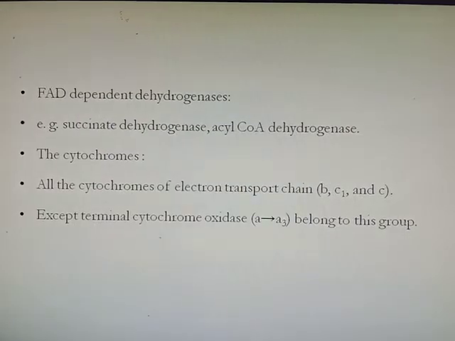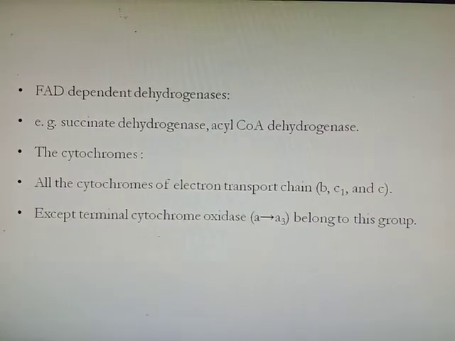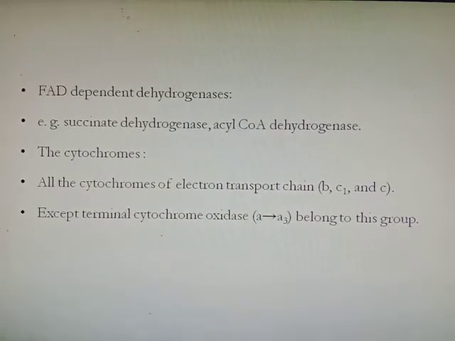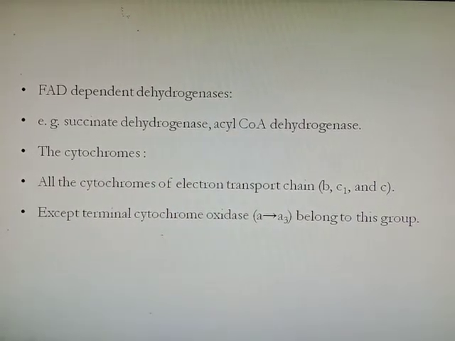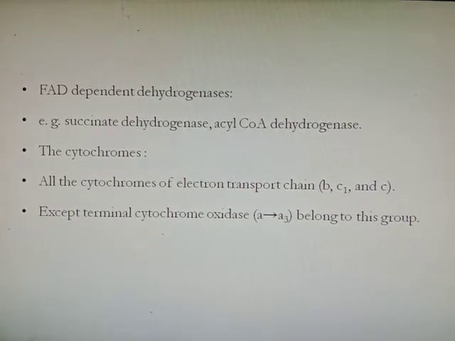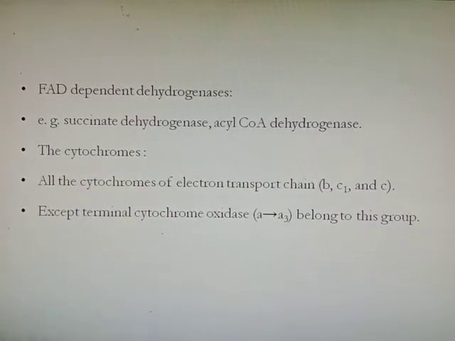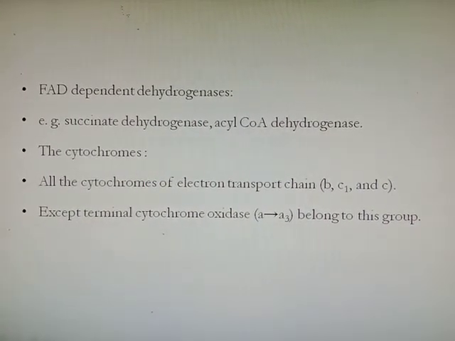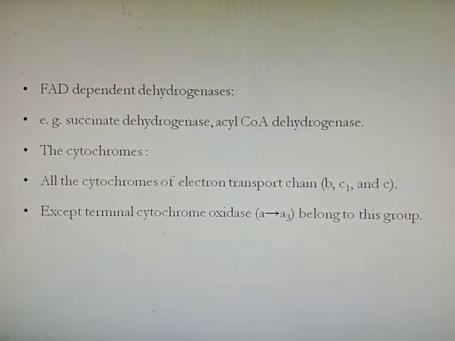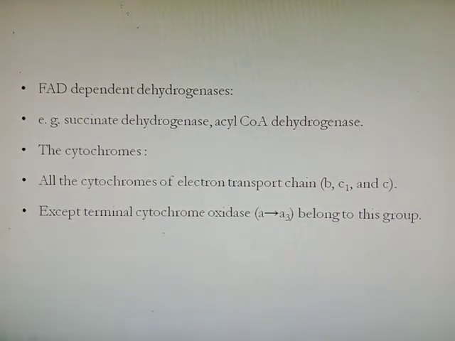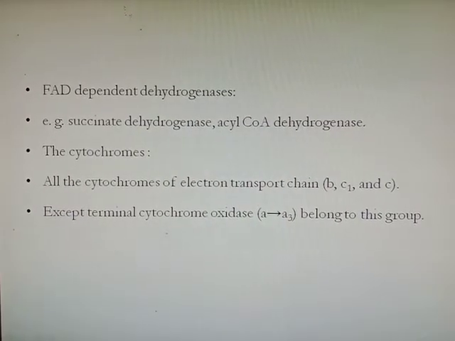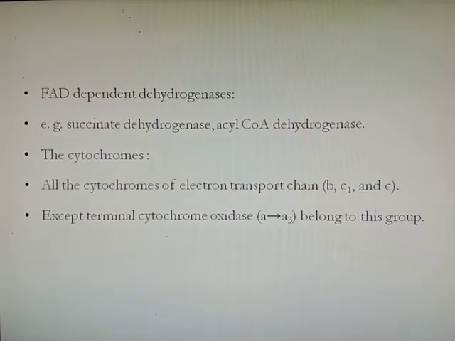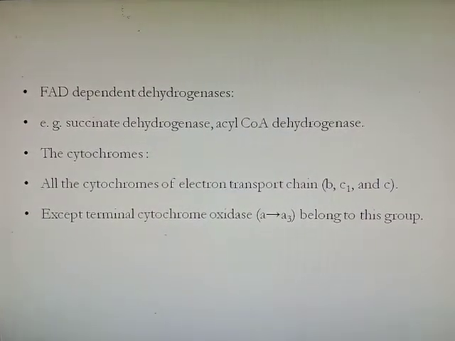Then the next class is FAD dependent dehydrogenase. Examples of this dehydrogenase are succinate dehydrogenase, acyl coenzyme A dehydrogenase, and all the cytochromes of the electron transport chain, for example b, c1 and c. These come under the dehydrogenase class, except cytochrome oxidase a and a3. These are cytochromes, but they do not come under the dehydrogenase class because they transfer hydrogen to the oxygen molecule. That's why a and a3 do not belong to the dehydrogenase group. They come under the oxidase group.